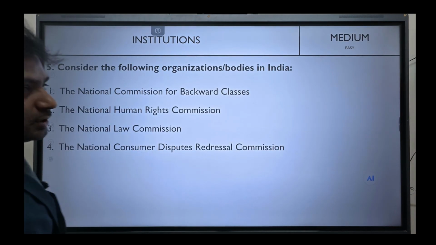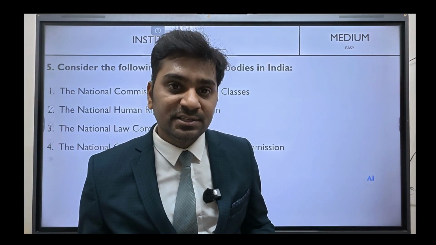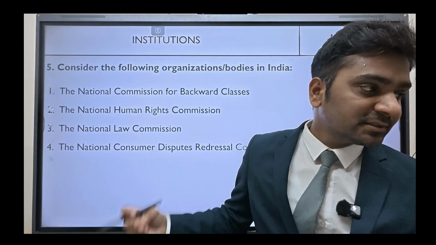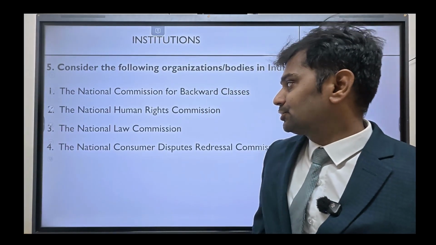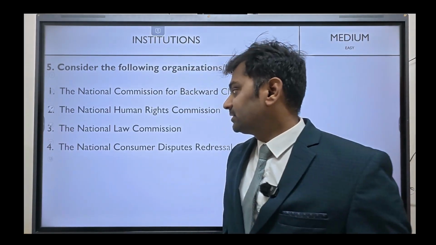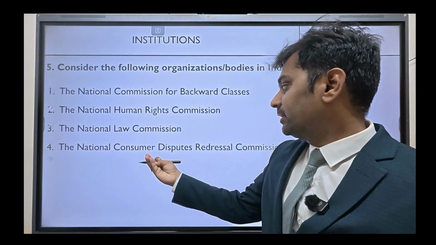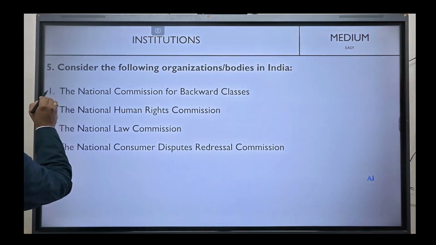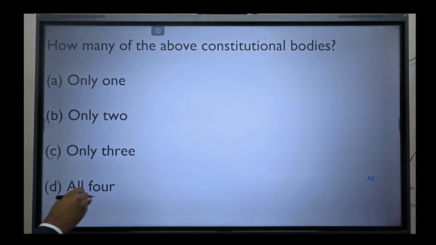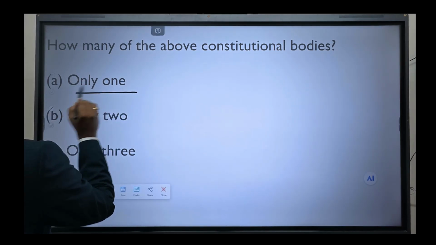National Commission for Backward Classes, NCBC. Look at Articles 338, 338A, 338B. National Commission for SCs, STs and BCs. So the first statement is absolutely correct here. National Commission for Backward Classes is a constitutional body, whereas National Human Rights Commission is a statutory body. National Law Commission is neither a constitutional body nor a statutory body. National Consumer Dispute Redressal Commission is a statutory body. So this is a very simple question. Just by knowing the provisions of the Constitution, you will know this. Only one is a constitutional body.